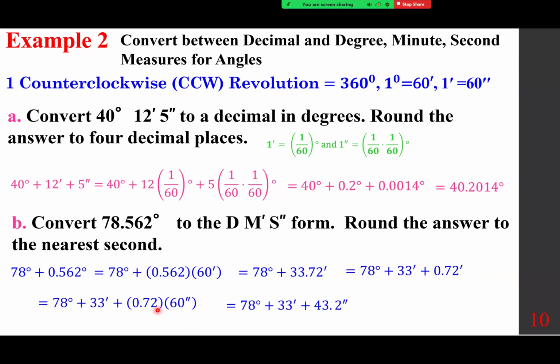seconds. And since we are going to round to the nearest second, 43 next to it is 2, it doesn't change. Remember, if this is 5 or higher, this changes. So we are going to write 78 degrees, 33 minutes, and 43 seconds. So that's pretty straightforward.